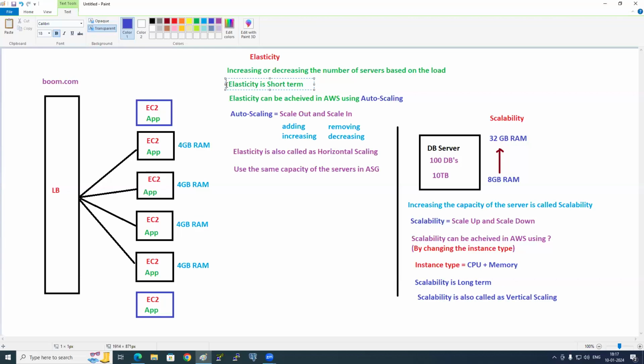Same. What is scalability? Increasing the capacity of the server is called scalability. In other words, scalability is equal to scale up, scale down. So how do you achieve scalability in AWS? By changing the instance type. That is very, very important. Instance type is a combination of CPU and memory. This scalability is also called vertical scaling. Is this scalability short term or long term? Understood? Two T's, you understood? Super. Online, is this clear today?